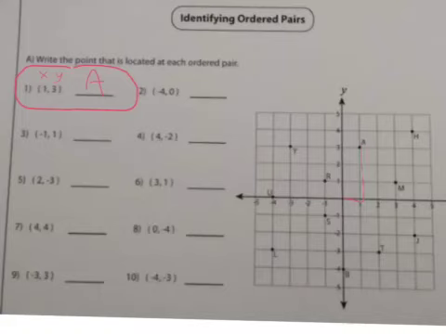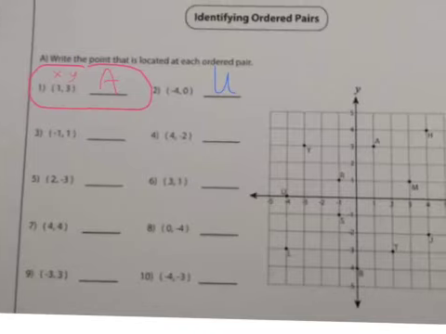Alright, for number 2, -4, 0. So left 4, up and down nothing. So that would be U. Alright, number 3 is -1, 1. So we're going to go left 1, up 1. So left 1, up 1, we would land on R.